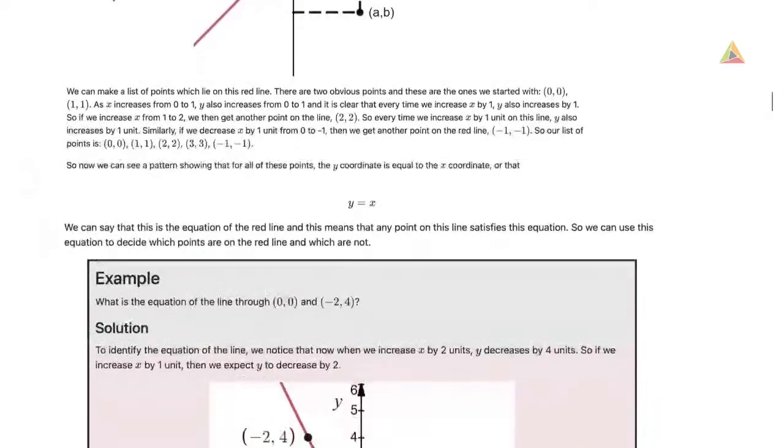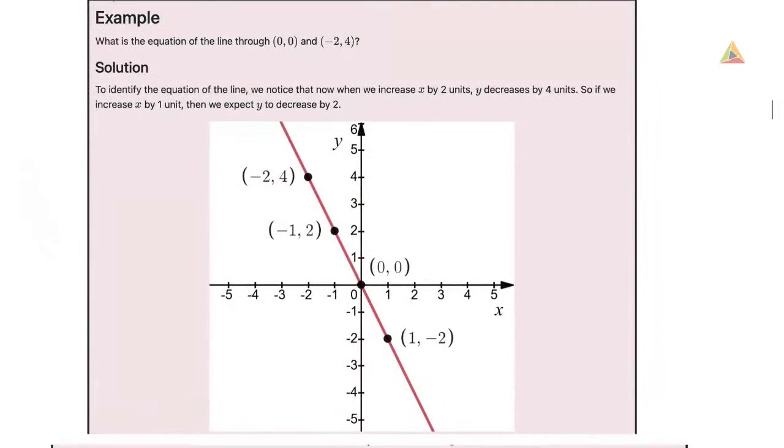Okay, I'm going to go down to the example here. So what is the equation of the line through the point 0, 0 and the point minus 2, 4? So the solution for this, to identify the equation of the line, we notice that when we increase x by 2 units, y decreases by 4 units. So if we increase x by 1 unit, we expect y to decrease by 2.